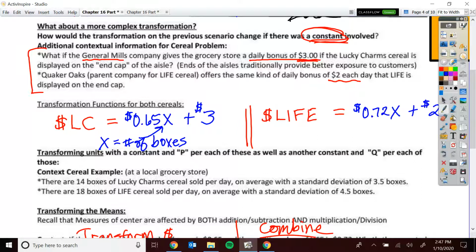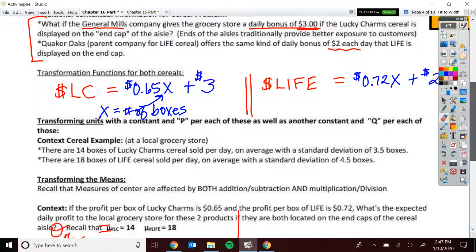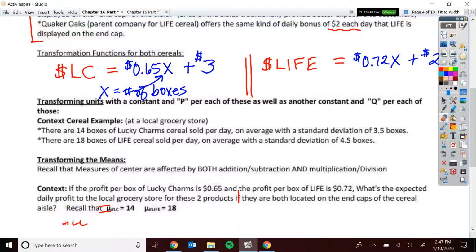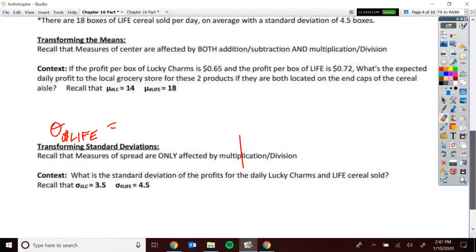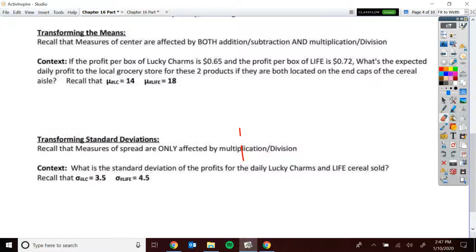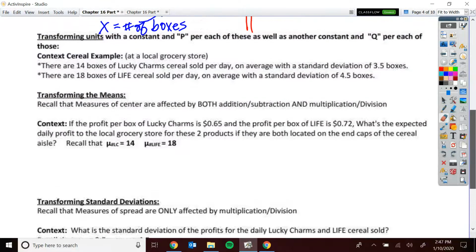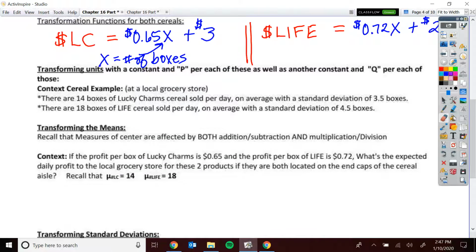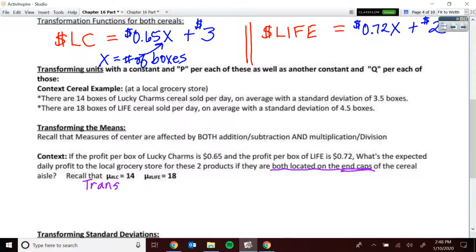Okay. So here we go. Let's see here. I don't know what's going on with that. Okay. So let's read what's happening. We've got this same stuff happening here where we're going to go ahead and transform the means, and then transform the standard deviations according to these functions. So do the means first, transform the means, and then combine them through the two products that both get displayed on the end caps, so they have that additional bonus.